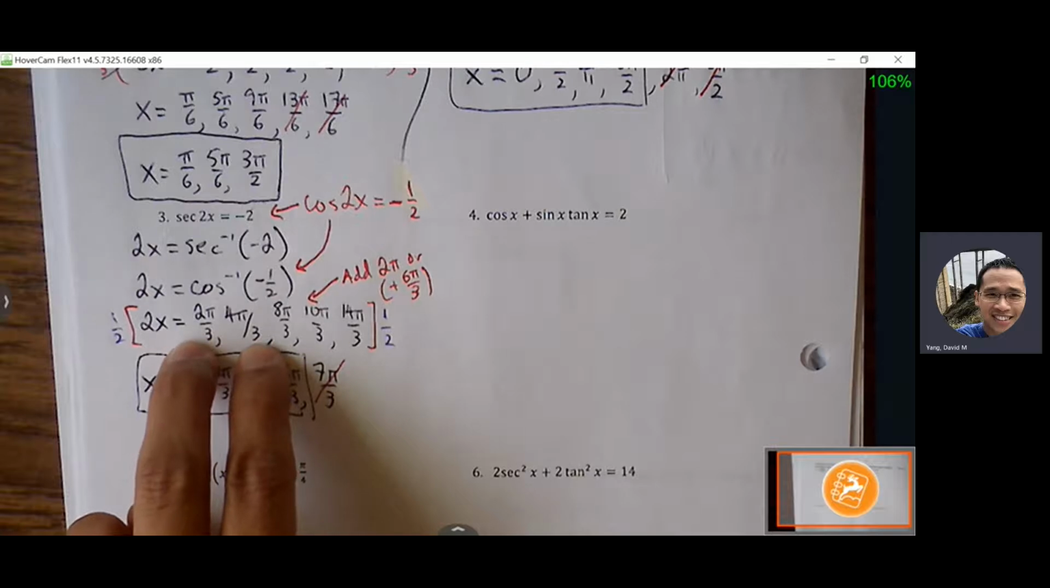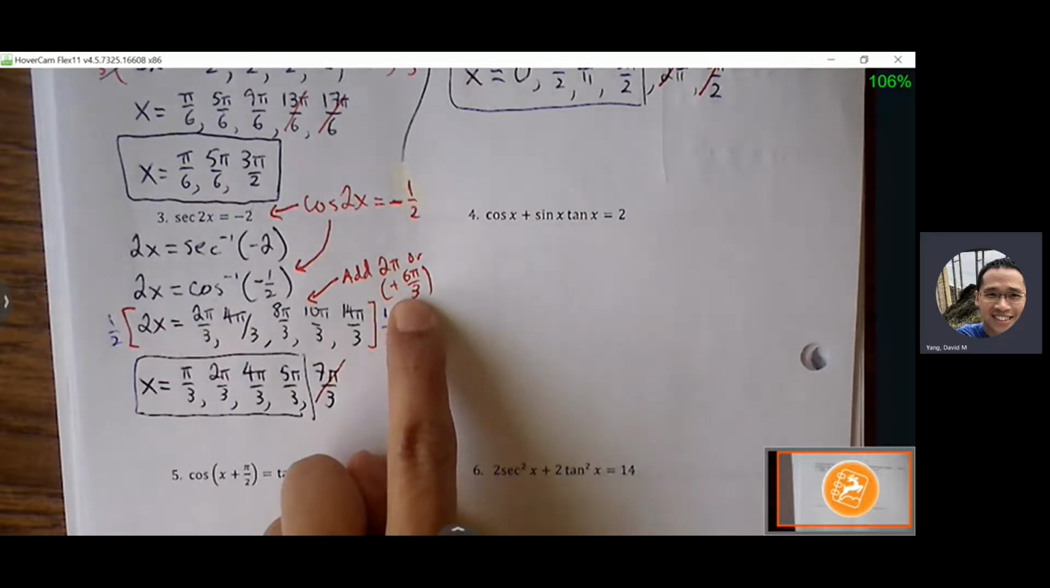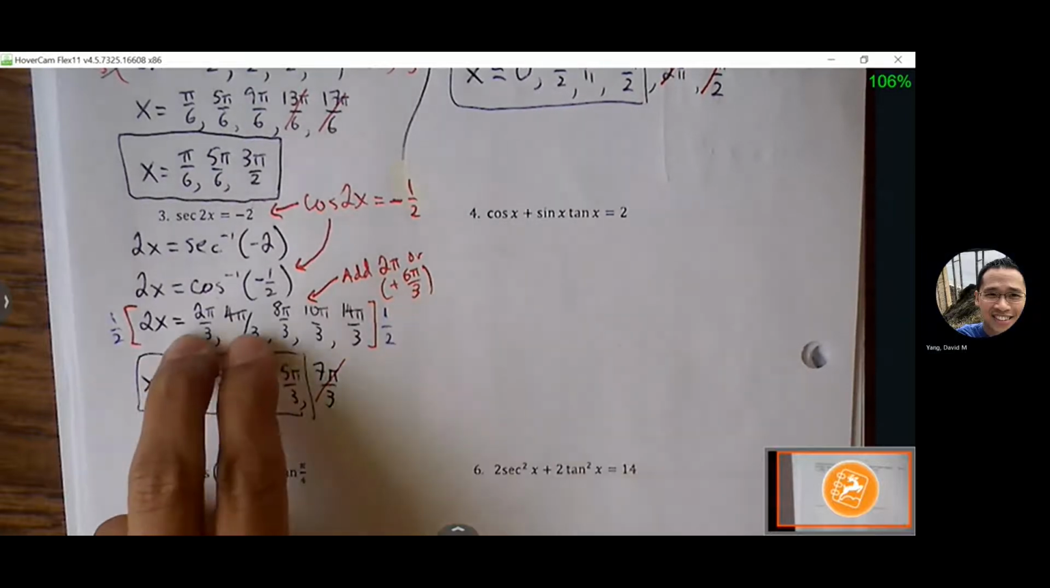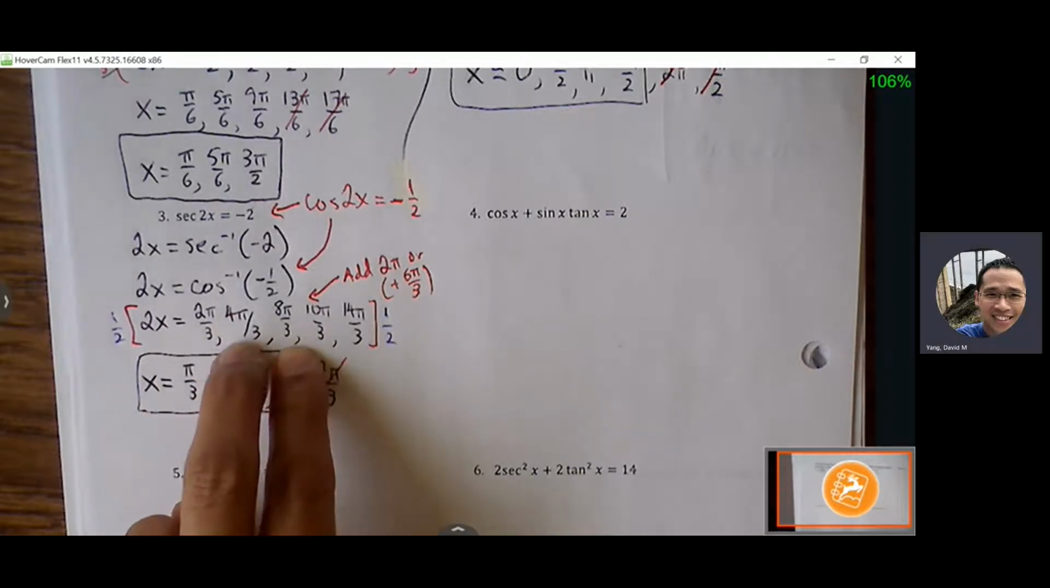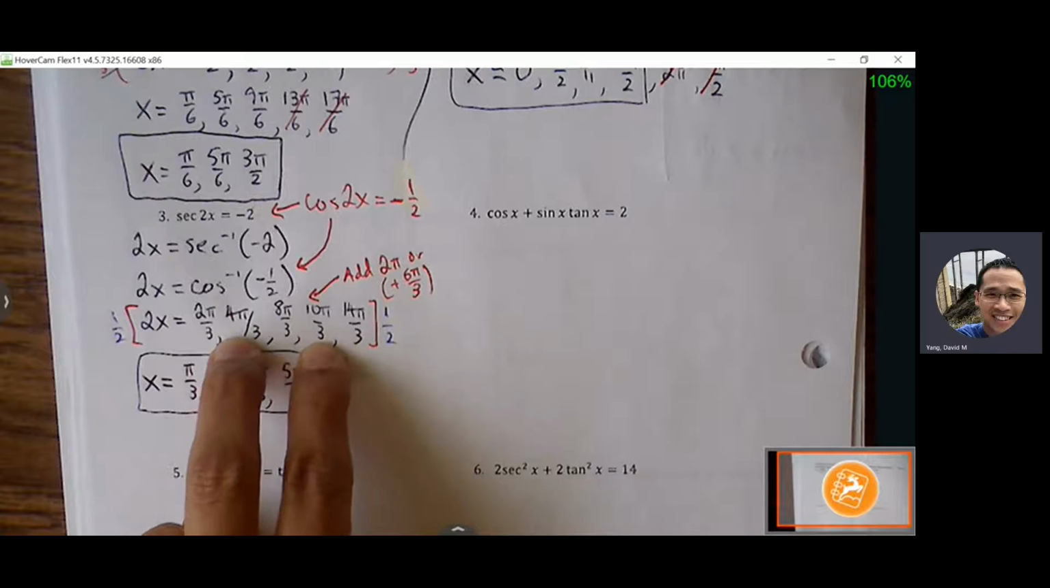So I'm taking my original measures, and I'm finding coterminal angles. I can always find coterminal angles by adding 2 pi. So I'm just matching common denominator. 2 pi is the same thing as 6 pi over 3. So 2 pi over 3 plus 6 pi over 3 will give me 8 pi over 3. 6 pi over 3 plus 4 pi over 3 will give me 10 pi over 3.